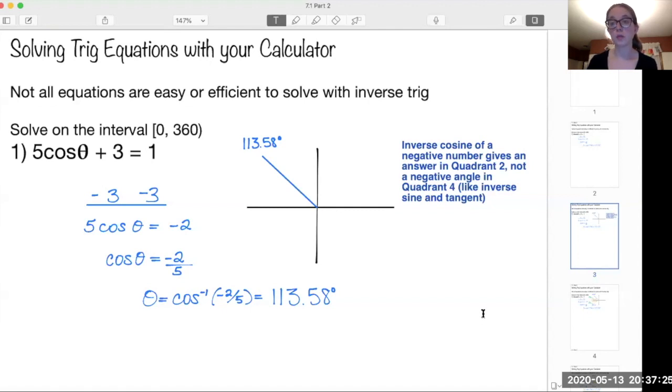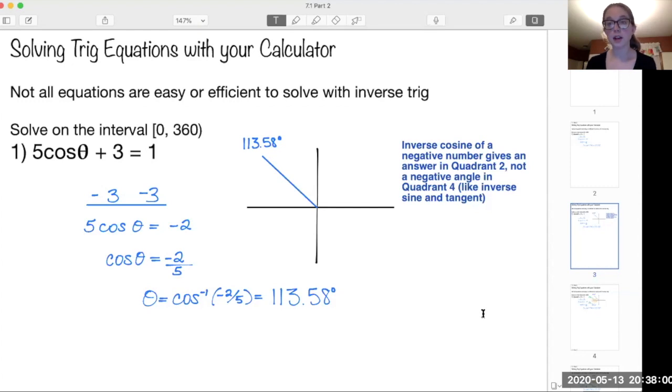Since cosine is negative, we should be expecting two answers, one in quadrant 2 and one in quadrant 3, which comes from ASTC. But something that didn't come up in your first assignment is the idea that I mentioned in our first video, which is that inverse cosine of a negative number gives an answer in quadrant 2, not quadrant 4, like inverse sine and inverse tangent. And that's because for cosine, the quadrant that is closest to 0 with negative values is actually quadrant 2. So inverse cosine gives answers between 90 and 180, like 113.58.